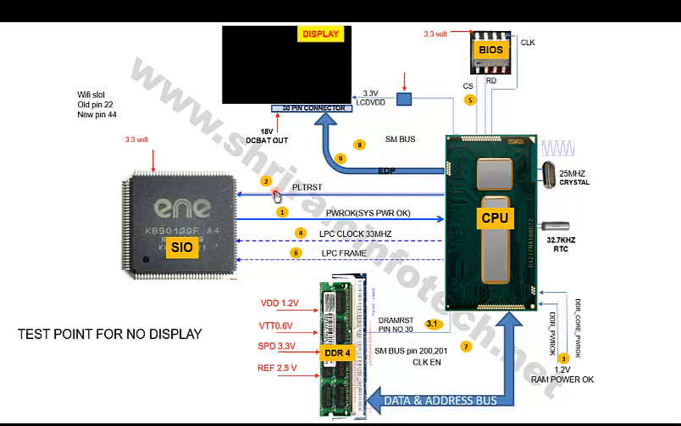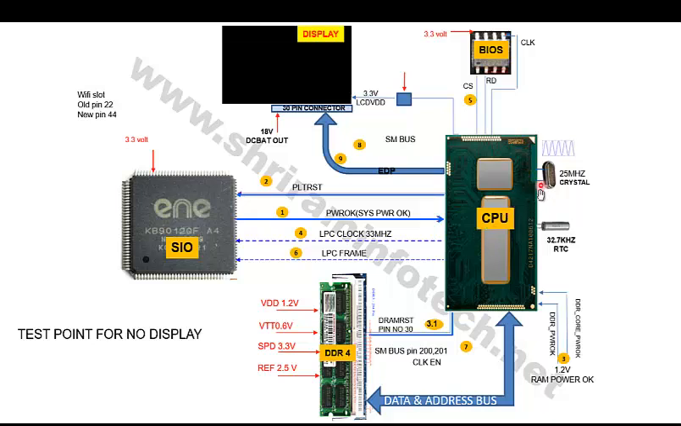After that, the next level is the RAM. The RAM and the CPU have already got all the voltages, and then the CPU generates this DRAM reset. So you have to check this DRAM reset. And then after the DRAM reset, the CPU starts its clock.